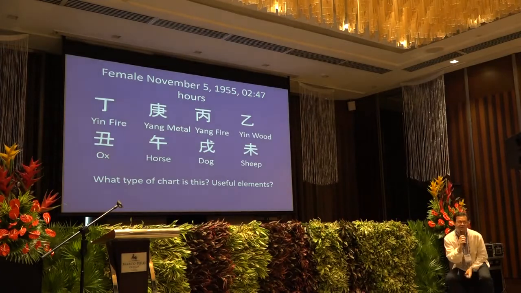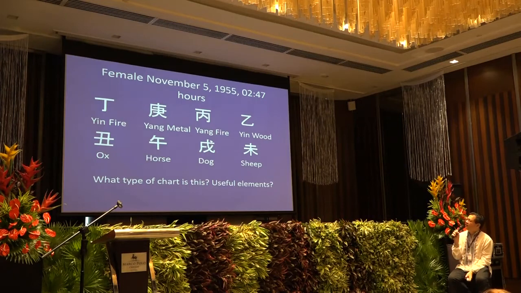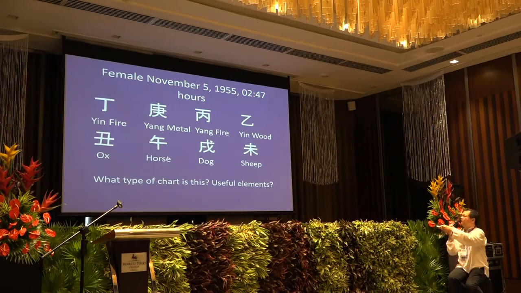Okay, this is a woman. We know her time of birth, which makes it easier. Yin fire ox hour, yang metal horse day, yang fire dog month, and yin wood sheep year. So what type of chart is this and what are the useful elements? Once again, referring to the key on page 2, you will see that there is a fire combination between the horse and the dog, all right? So this produces fire, and there's also yang fire present in the month stem.